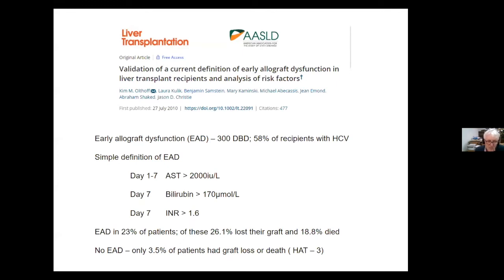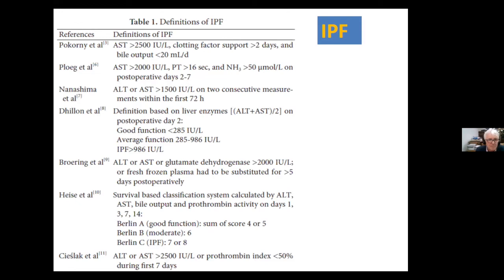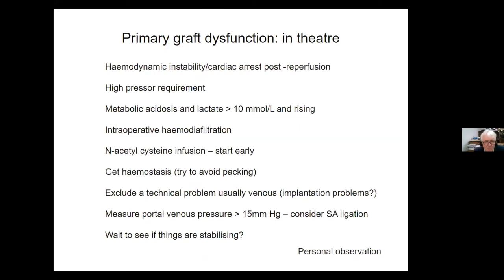For the patients who didn't conform to this definition of early graft dysfunction, only 3% of patients had graft loss or death. And the most common indication for retransplantation and death were vascular complications, and particularly hepatic artery thrombosis. And again, there's a wide variety of definitions, and there are some new papers that look at this as well. But for simplicity's sake, I think Altoft's definition is a useful, practical one.